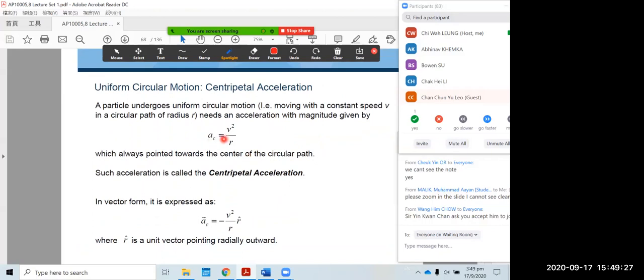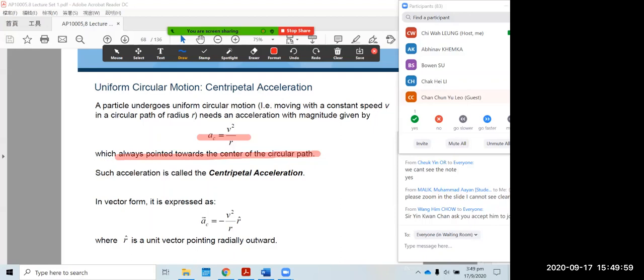So we have this centripetal acceleration. In terms of the magnitude, it is v squared over r. In terms of the direction, it is always pointed towards the center of the circular path. So these are the important ones. In vector form, you may express it in some other format. It is negative v squared over r times the unit vector r.